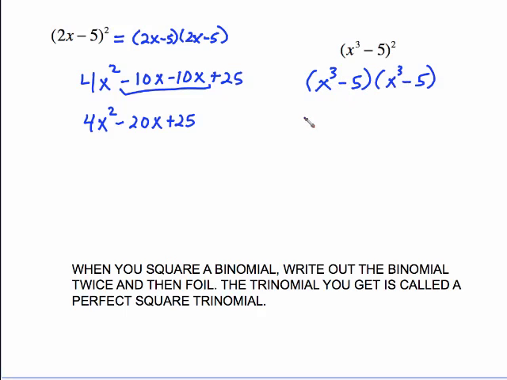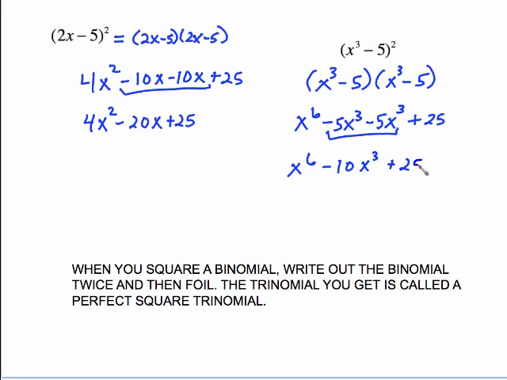Distribute. X cubed times x cubed is x to the 6 because we are keeping the base and adding the exponents. X cubed times negative 5 is negative 5x cubed. Negative 5 times that x cubed is another negative 5x cubed. And that is not a coincidence. Anytime you are squaring a binomial like this, you will get the same middle term twice. And then plus 25. We've got some like terms right here. X to the 6 minus 10x cubed plus 25.